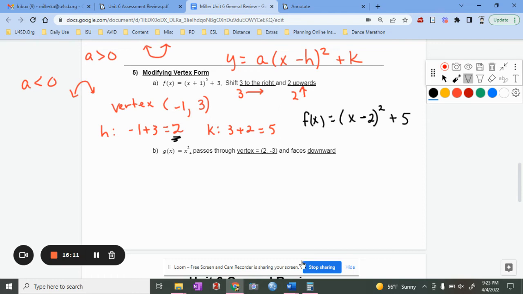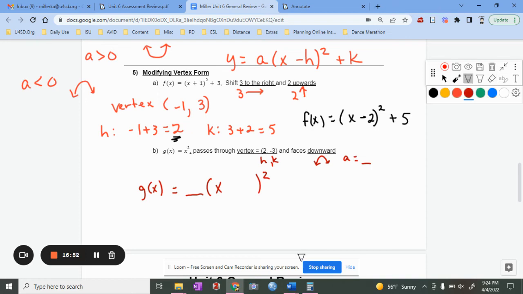Let's take a look at part B. Part B, we have g of x equals x squared. Our vertex is going to be 2, negative 3. So again, that's our h, k. And our parabola needs to open downward. What does that mean about my a value? Okay, so the changes we're going to make to g of x, we're going to change what's in front. We're going to change our h value, and we're going to change our k value. Well, I shouldn't put a plus there because it could be minus.